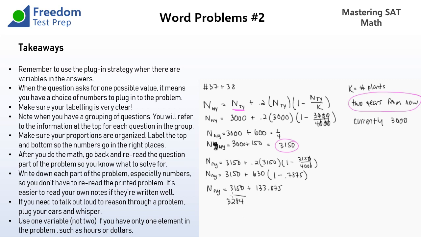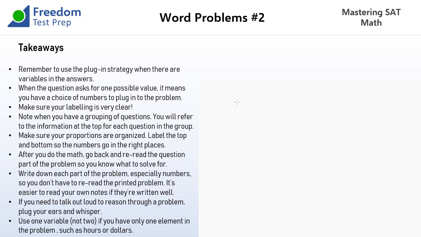See, why did I round it? Because if we go back to the question, it says round your answer to the nearest whole number. So it's actually, this rounded up. All right, here's our answer, 32.84. All right, I'm going to clear it for 38.